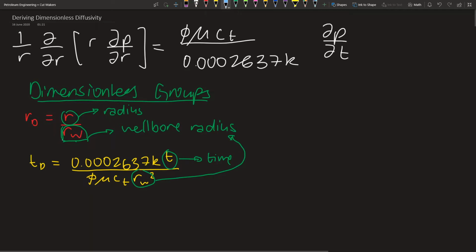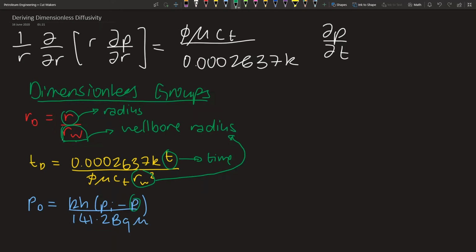And last but not least, we have our definition for dimensionless pressure, which is k h (p_i minus p) over 141.2 B q mu. Again, p is pressure, and p_i is initial pressure.